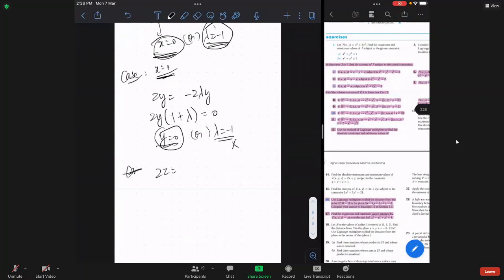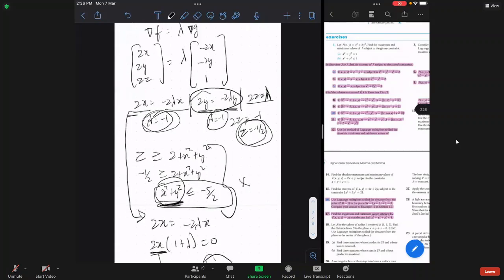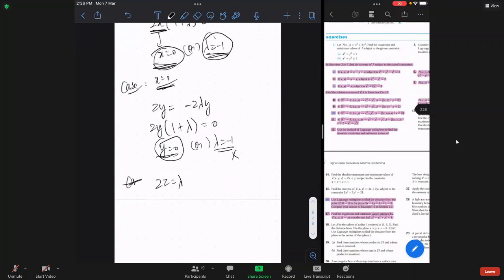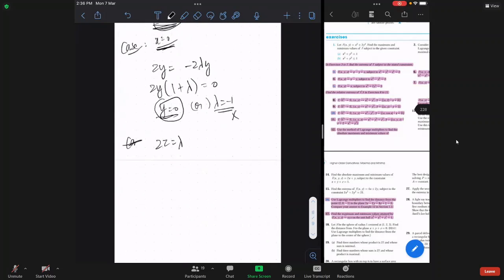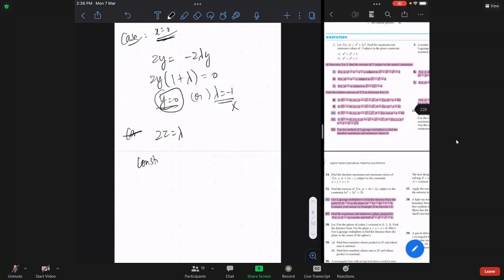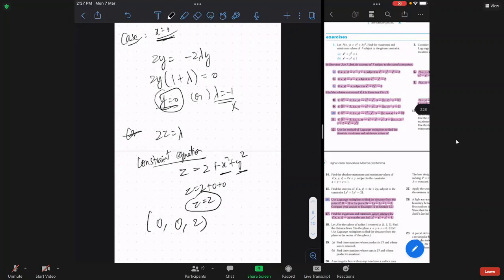So we have 2z is equal to lambda. That is one equation. The other is the constraint equation that we have. The constraint equation is z is equal to 2 plus x squared plus y squared. Now, since I know x is equal to 0, y equal to 0, my z is 2. So the point that I'm looking for is 0, 0, 2, which is my critical point.